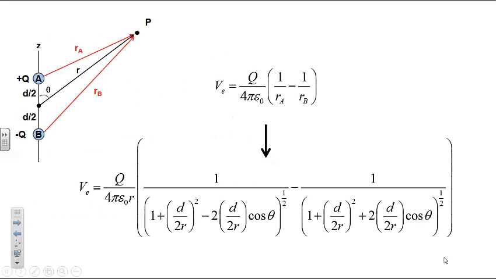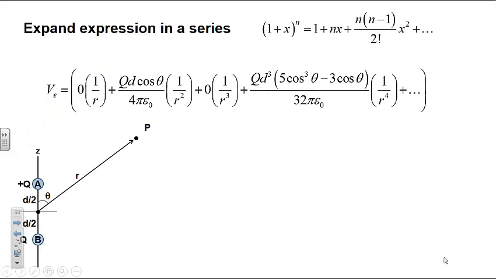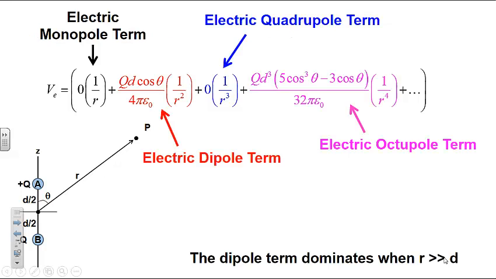The electric potential of this system of two charged point particles at the position P can be determined using the equation for the electric potential of a point particle. We can then expand this expression in a series of terms with different dependencies upon the distance r. The first term is the monopole term and is equal to 0 since the net electric charge of the system is 0.